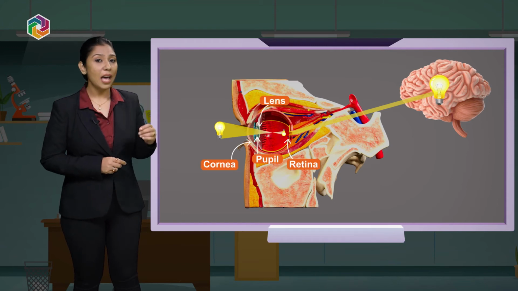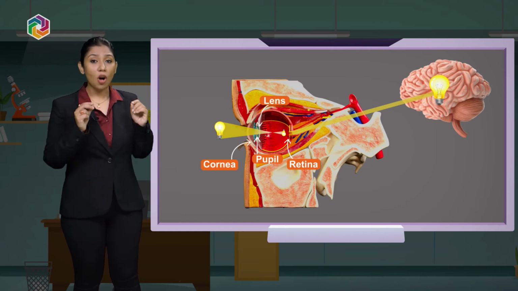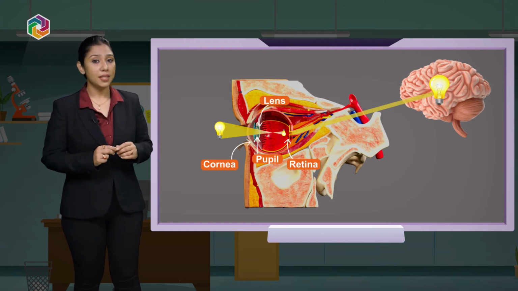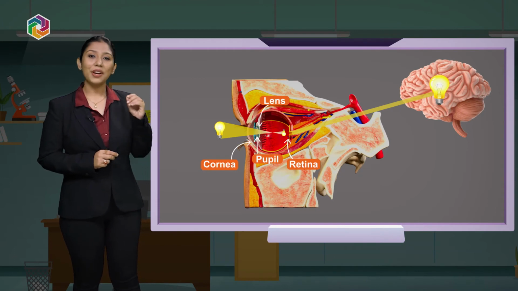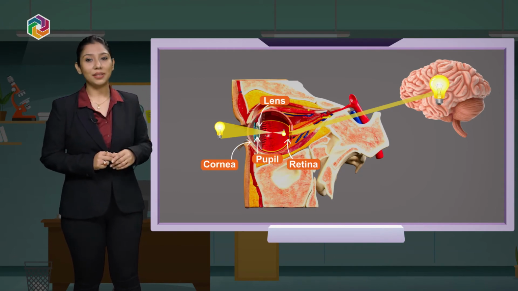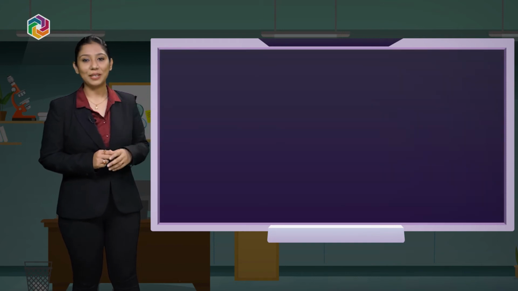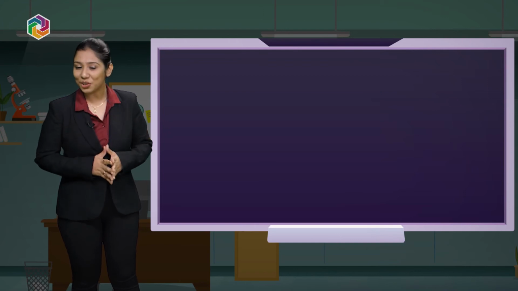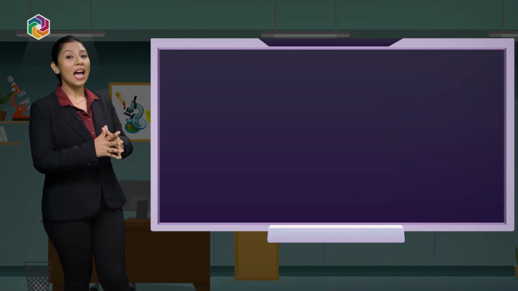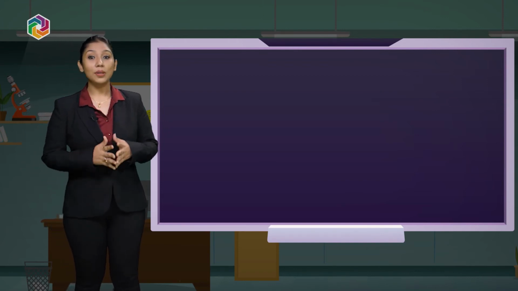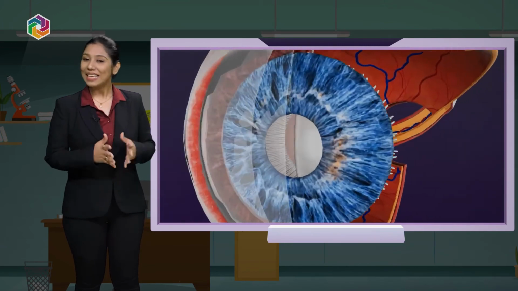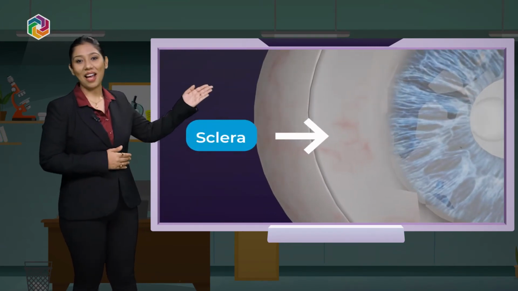You would be surprised to know that because of the complex network of blood vessels in the retina, every eye has a unique pattern. Even identical twins' retinas are different, just like our fingerprints. Amazing information, isn't it? Now, it's time to know about sclera. Okay, let's know about sclera.